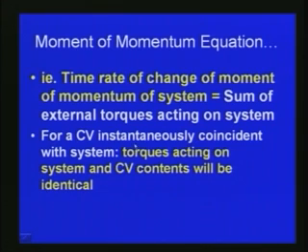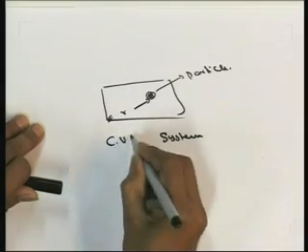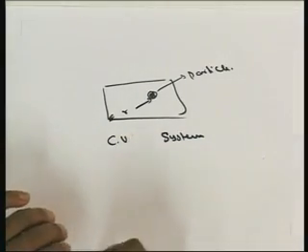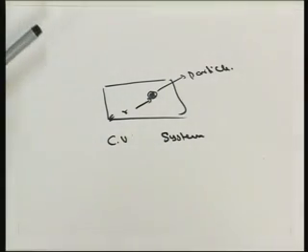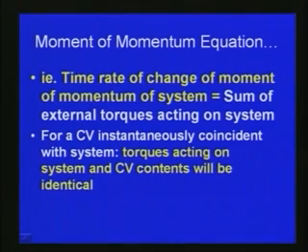Now for a control volume instantaneously coincident with the system, the torques acting on the system and on the control volume contents will be identical. The control volume which we consider here is the control volume for the particular system we are considering. The torques acting on the system will be identical with the control volume contents we considered in the earlier equation.